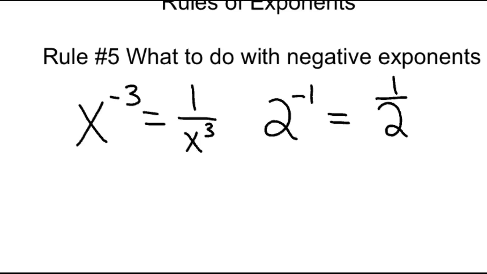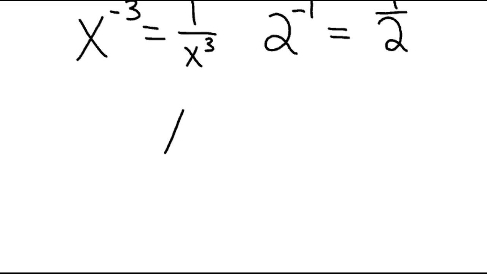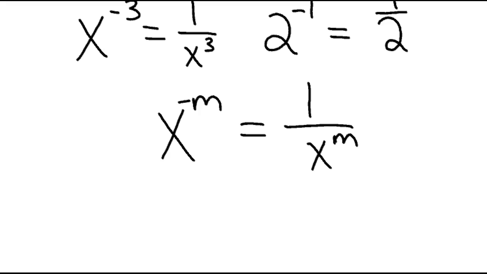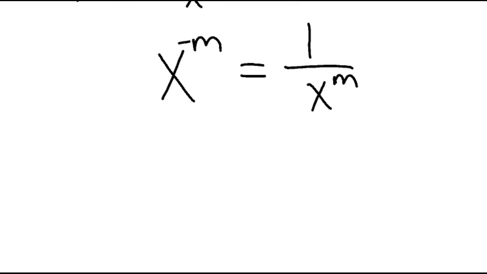And the rule in a textbook generally looks like this. If you have x to the negative mth power, it's 1 over x to the mth power, positive. So that's generally what the rule is. But what does it mean, and why do we reciprocate it and change it to a positive? I mean, what's the reason behind that?